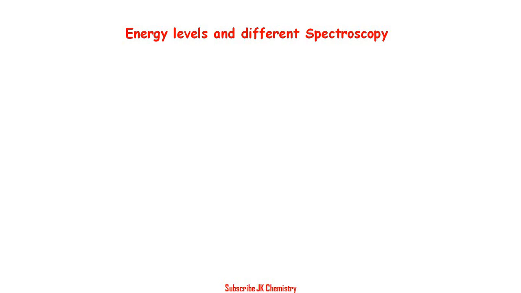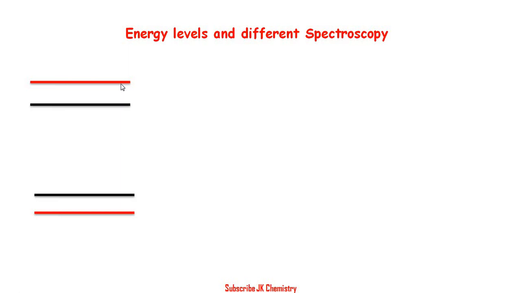Now we want to know how this radiation interacts with the matter, or what are the changes that happen during this interaction. Before that, we want to know what are the energy levels present in a matter. This is the high energy difference possessing electronic energy levels. This is the ground electronic energy level. This is the first excited electronic energy level.